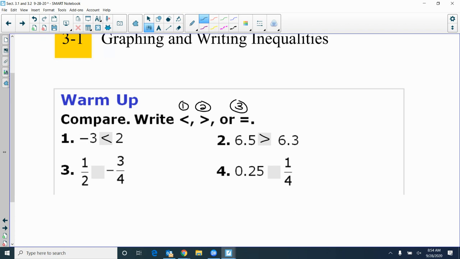How about 1/2 and -3/4? Since that's negative, 1/2 has to be greater than -3/4. And then 0.25 and 1/4? 0.25 is equal to 1/4. Okay, so less than, greater than, or equal to. It always points to the smaller one, but you've got to watch how you read it. I can say -3 is less than 2.